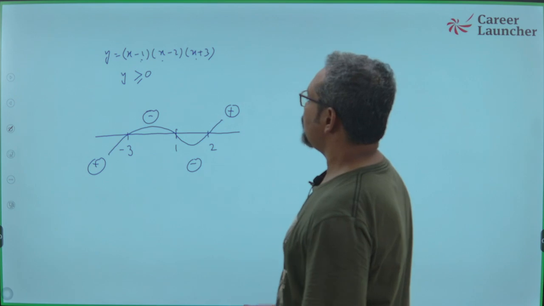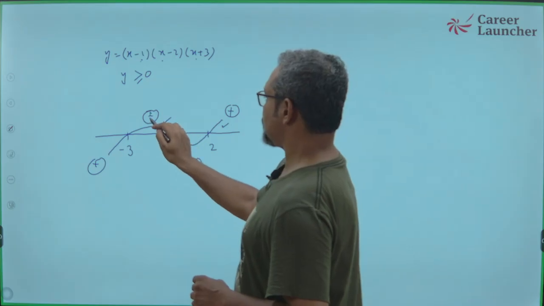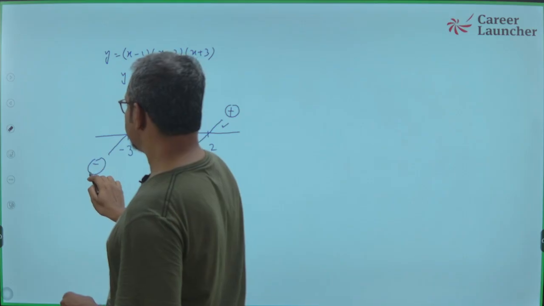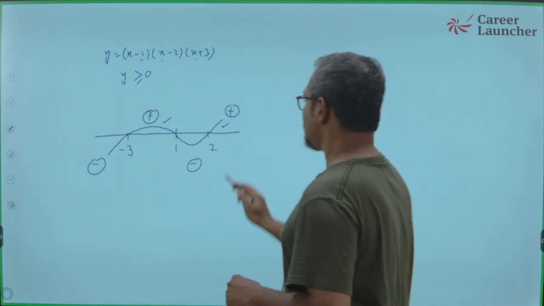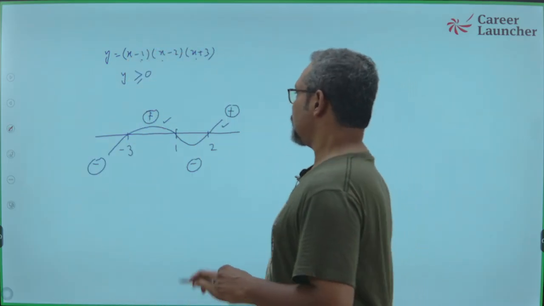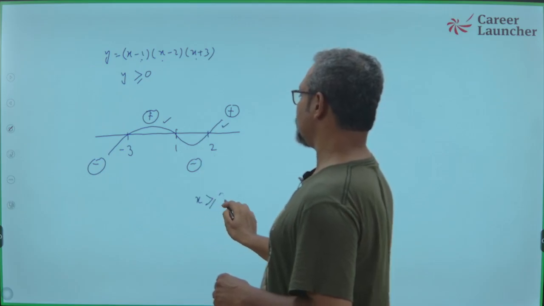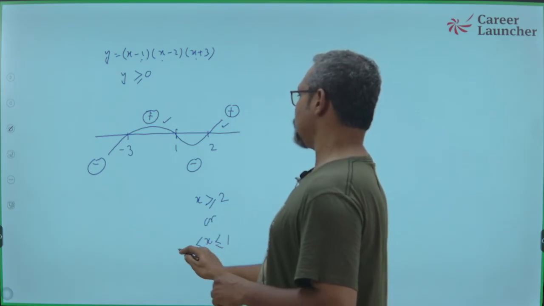Since we are looking at y positive, we have this and this. This is positive, this is negative, sorry. Yeah, now it is fine. So positive, negative, positive, negative. So we have these two regions. So my solution would be x greater than or equal to 2, or x less than or equal to 1 and greater than or equal to minus 3.